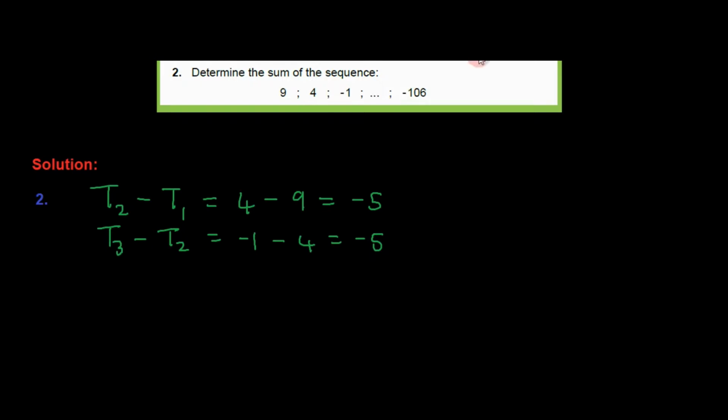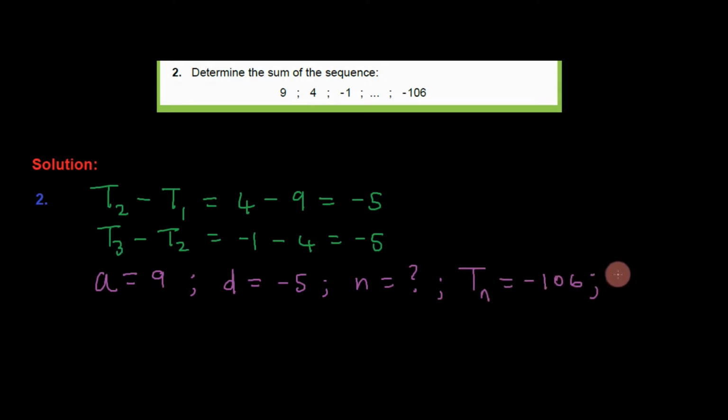So let's write down what we have and what we need to find. We have the first term a, it's 9. The common difference d is negative 5. We don't have the number of terms, but we are given the last term, T sub n. And we have to find S sub n.